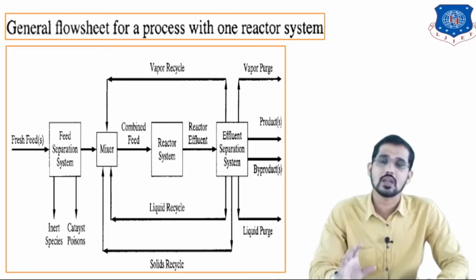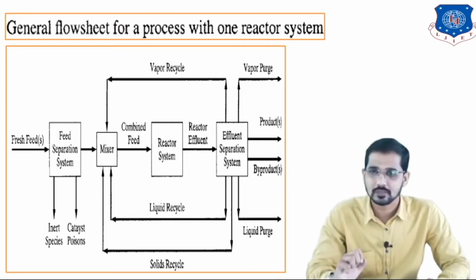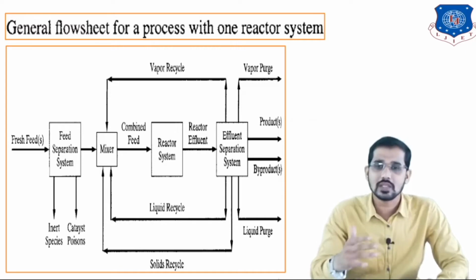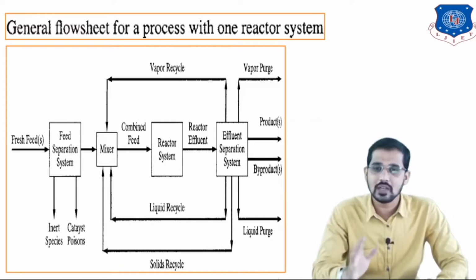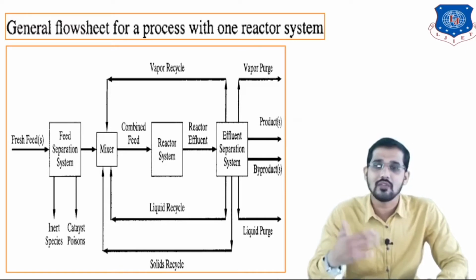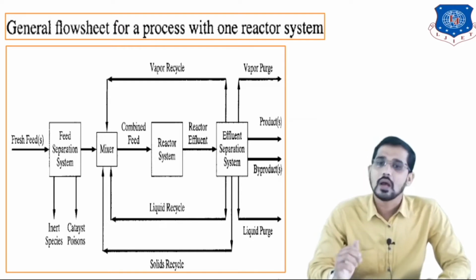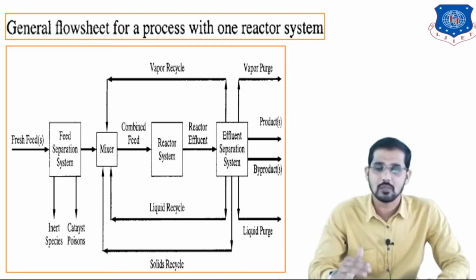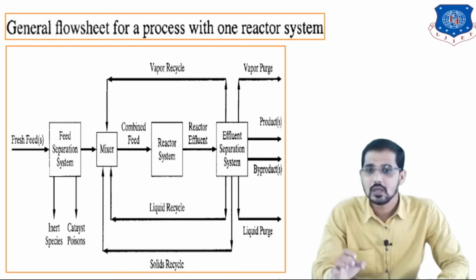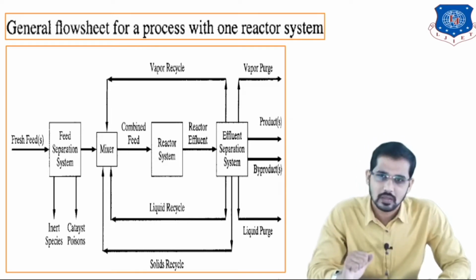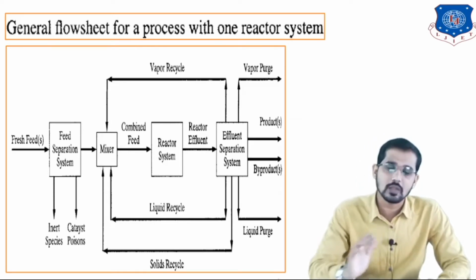In this mixer, we are mixing all the available feed streams. After that, we are also mixing here the vapor recycle, liquid recycle and solid recycle to increase the efficiency of our system. After combination of all these streams, we now have a combined feed. This combined feed is again transferred to the reactor system.